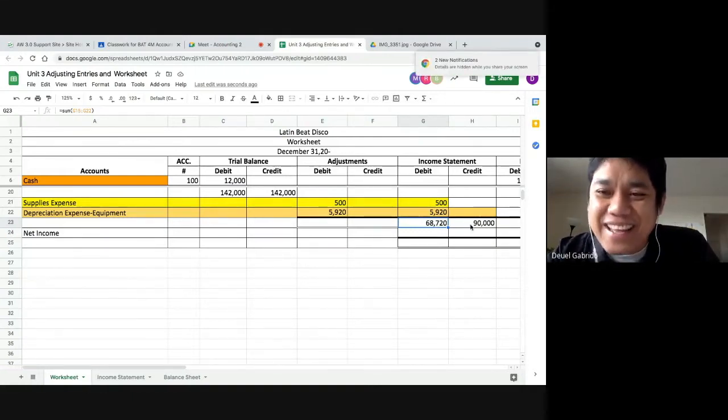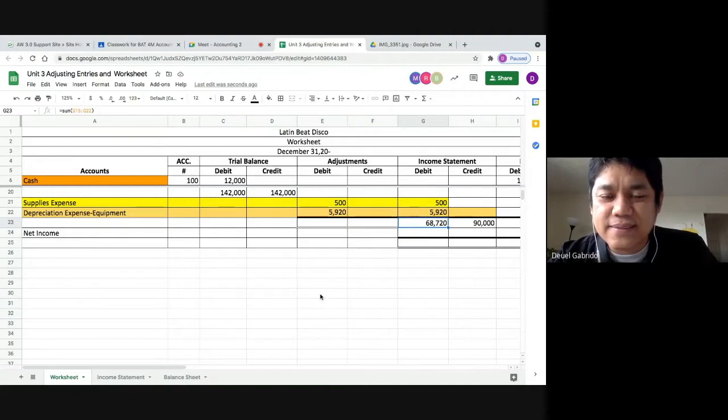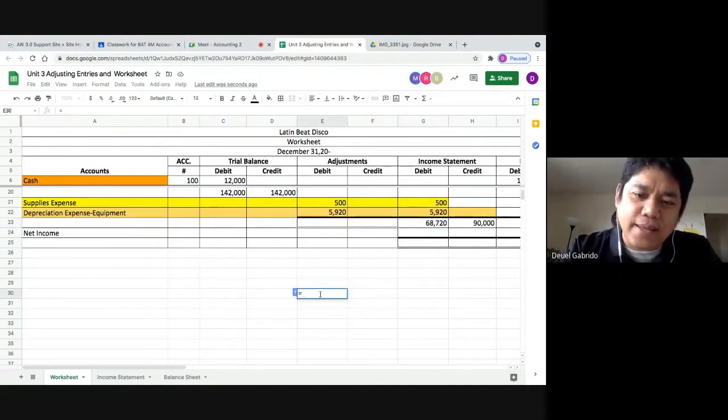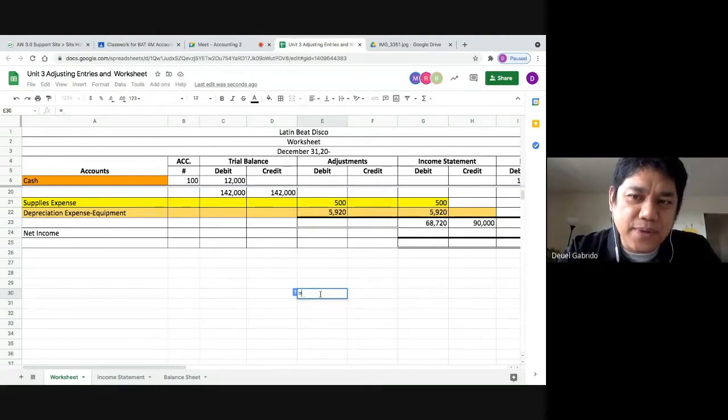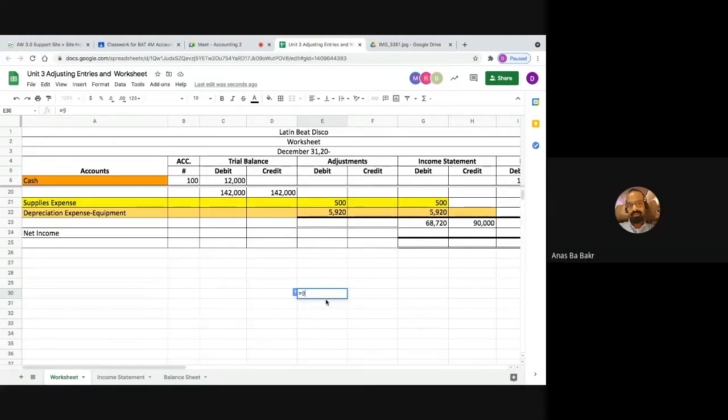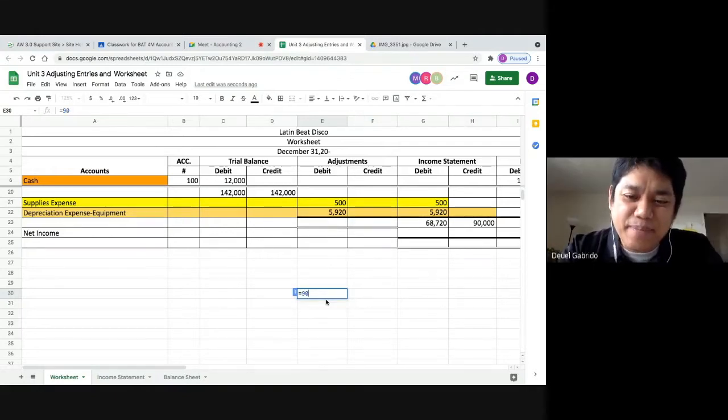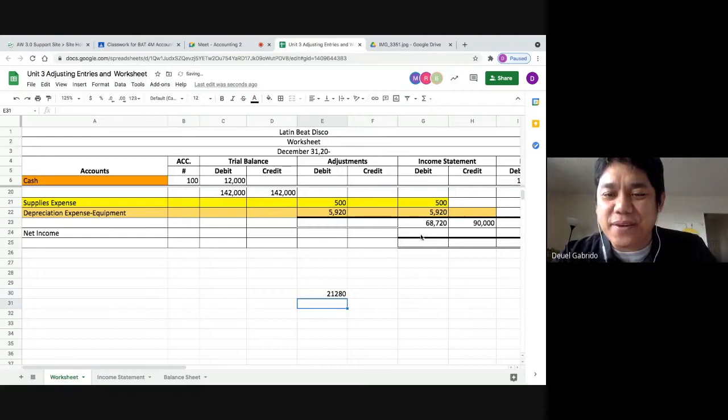90,000 revenue minus 68,720. Do you understand that? So what's the answer? Subtract the two. 21,280. Let's see. Yes, 21,280, correct. 90,000 minus 68,720, right? I'm just double checking. Very good, you're right. So the 21,280 is your net income.